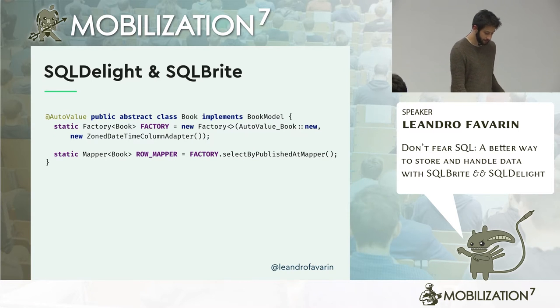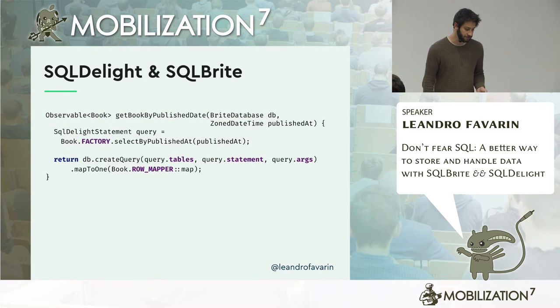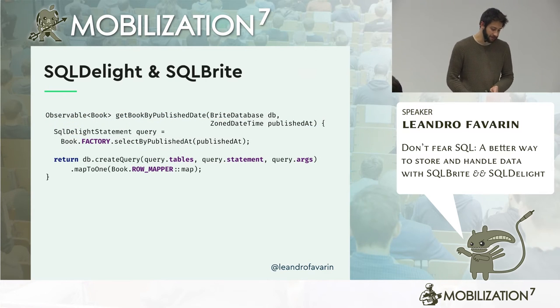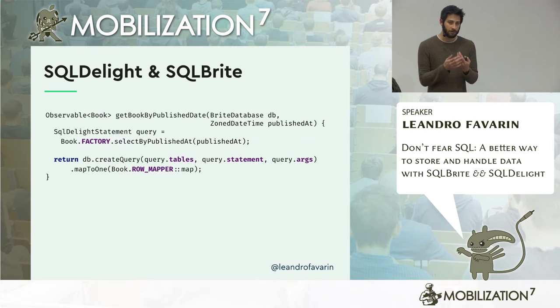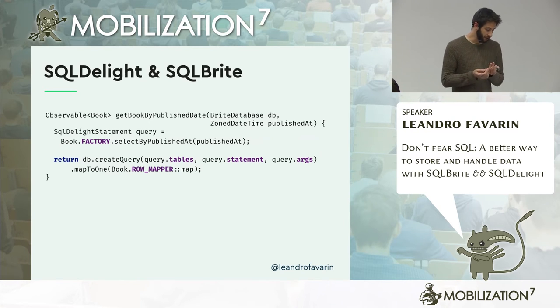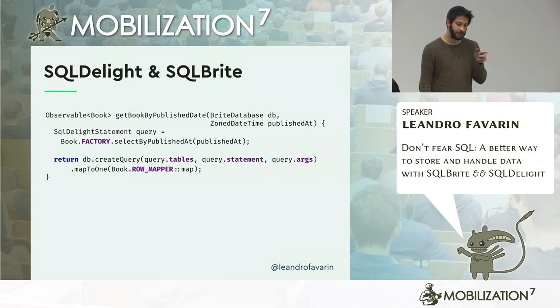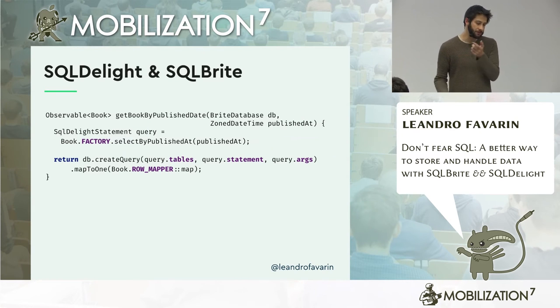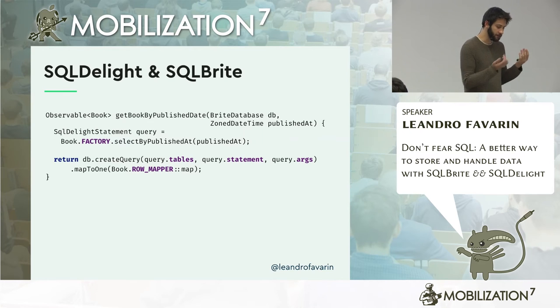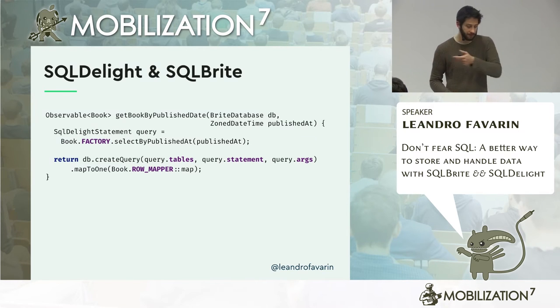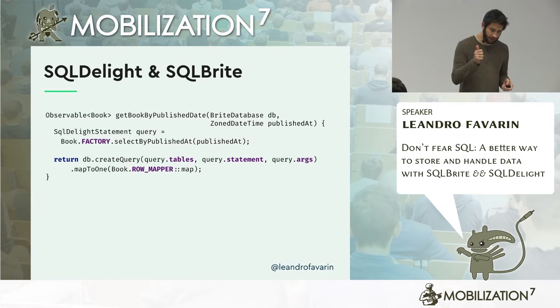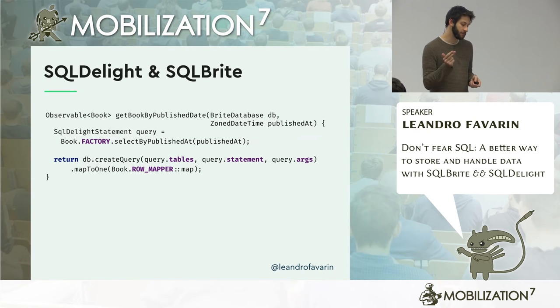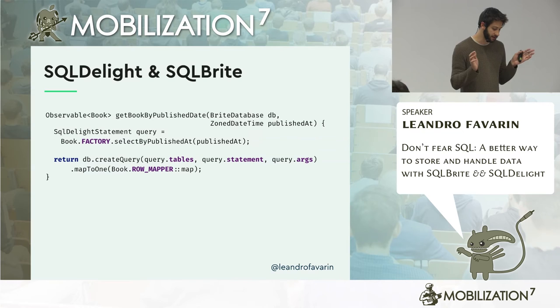Now let's consume data. Let's consume some books and get books by publish date. We would query by a ZonedDateTime, a publishedAt. So now we're going to create this SQLDelight statement, and we pass the parameter that we're querying from. Then it attaches the pre-compiled SQLDelight statement and creates the query that we just saw before. Here you can see that it contains all three fields: the tables, the statement, and the arguments. So you don't have to worry about strings anymore. Everything is taken care of for you.